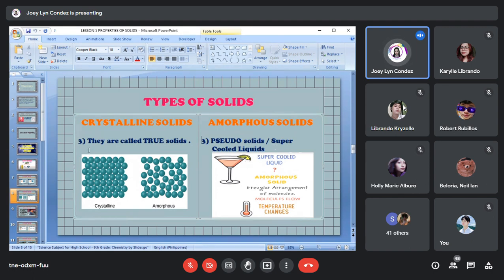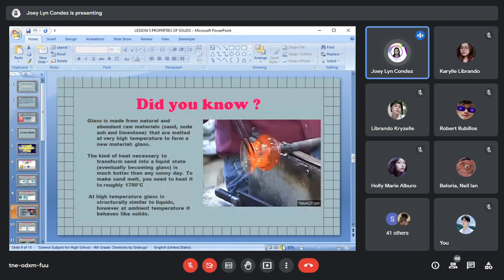So I have here a trivia. How are glasses made? Did you know that glass is made from natural and abundant raw materials, sand, soda ash, and limestone, that are melted at very high temperature to form a new material, which is glass? The kind of heat necessary to transform the sand into a liquid state, eventually becoming glass, is much hotter than any sunny day. So we're melting here some raw materials: sand, soda ash, and limestone.